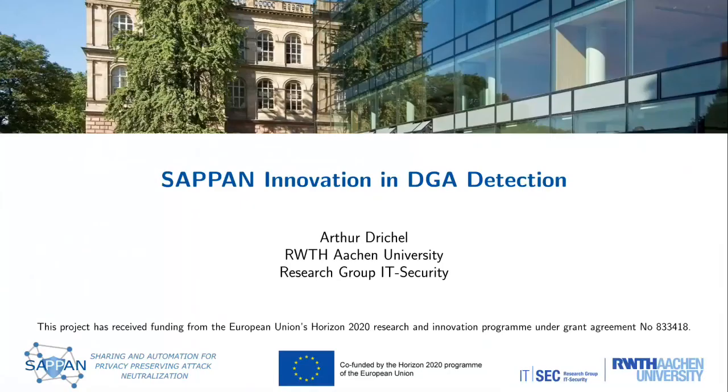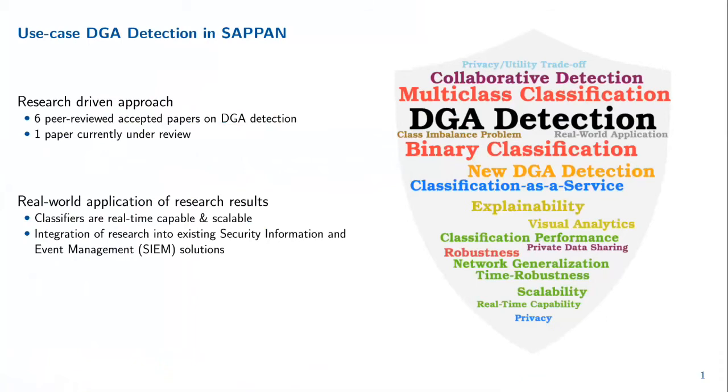Yes. In SAPPAN, DGA detection is a use case which we investigate. And here we took the research-driven approach. So we already published 6 peer-reviewed papers solely on DGA detection, and the 7th paper is currently under review. But we don't only focus on research. We actually have a great focus that our research finds application in the real world. And there we ensure that our classifiers are real-time capable and scalable. And we also put integration efforts such that our research finds integration into existing security information and event management solutions.